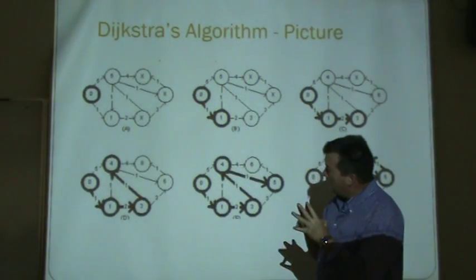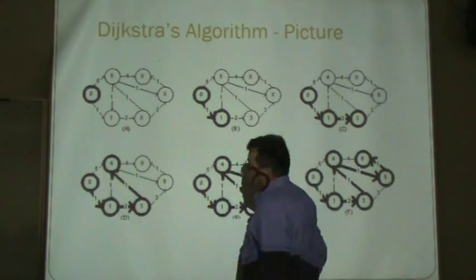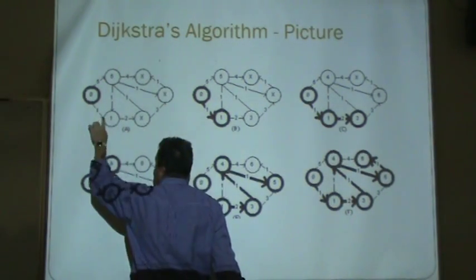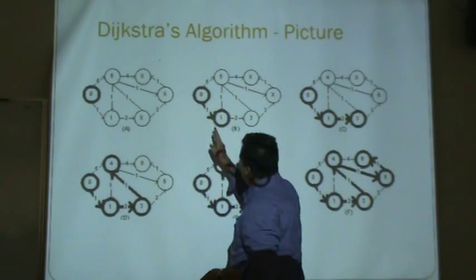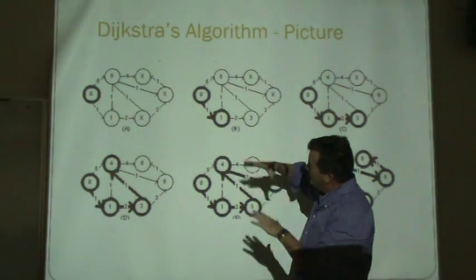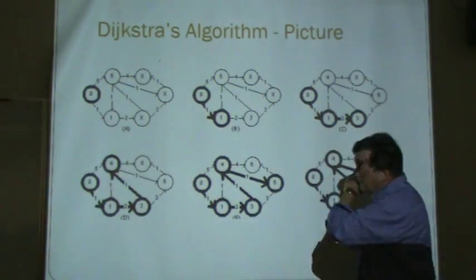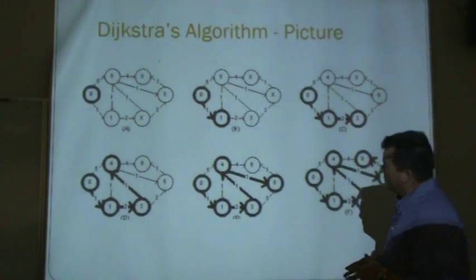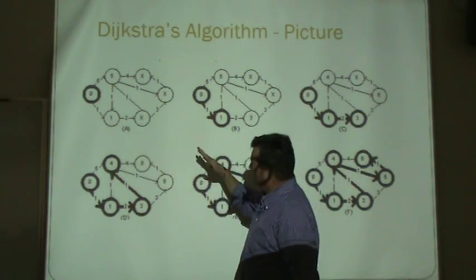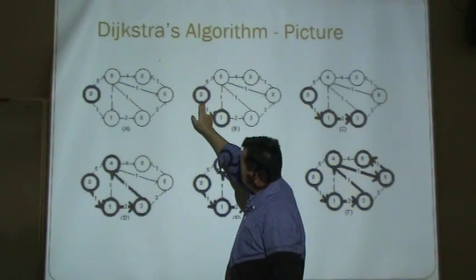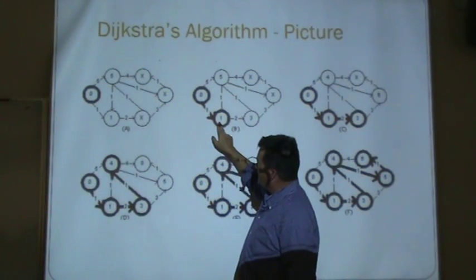So the first thing we're going to do is, once we conclude that this is the best way to get to this node, we're going to add that to our answer. So we're going to build an answer tree. After one pass, we know that getting from this node to this node, this is the best way to get there.